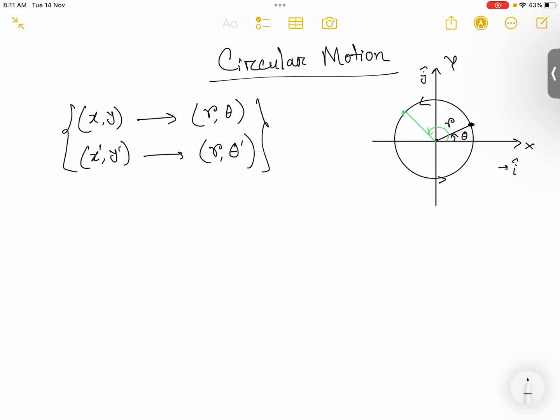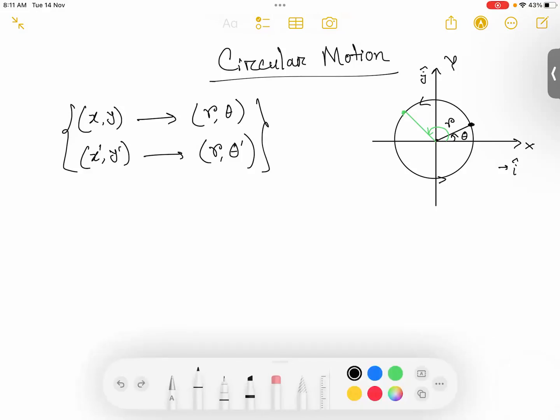Because here you have just r, theta, and theta prime. Yeah. Question?